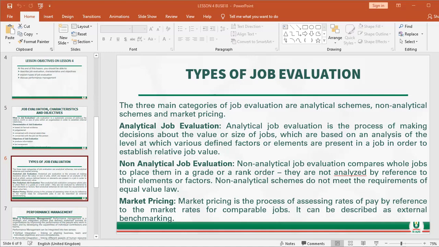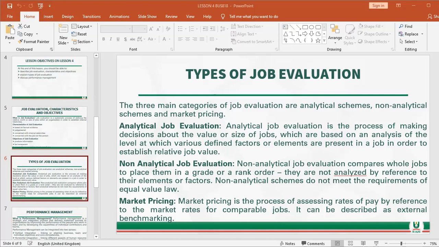Then we have market pricing, and market pricing is the process of assessing rates of pay by reference to the market rates for comparable jobs. It can be described as external benchmarking. Generally, organizations have to use some methods of valuing jobs that ensure that their pay system is externally competitive or internally equitable. Every time a decision is made on what a job should be paid, it requires the use of either job evaluation or market pricing.